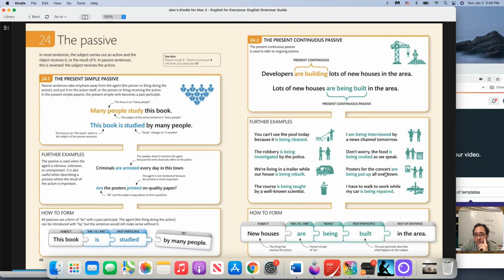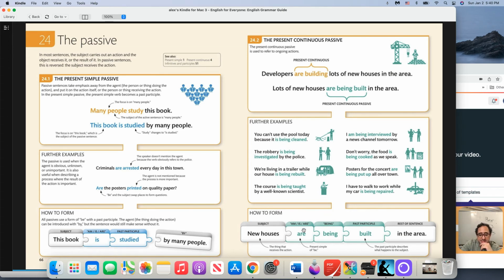Posters for the concert are being put up all over town. They're being put on walls all over town. The course is being taught by me. The course is being taught by a well-known scientist. I have to walk to work while my car is being repaired.